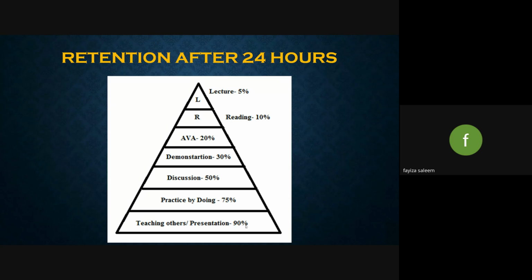syllabus in time. But what is required to be done, I mean, the remaining 6 techniques, you see, reading, audiovisual aid, demonstration, discussion, practice by doing, or teaching others, or presentation. So we can supplement. If there is any possibility, you supplement your lecture with the reading. If there is any possibility of using audiovisual aid, you may use audiovisual aid. If there is any possibility of demonstration, definitely you do. I mean, 2, 3, 4, 5, or if all the 6 are possible, you do it.